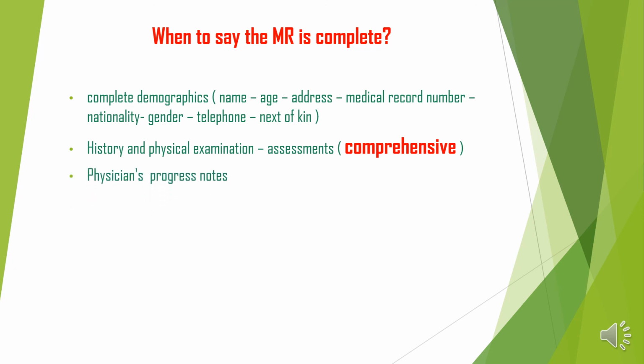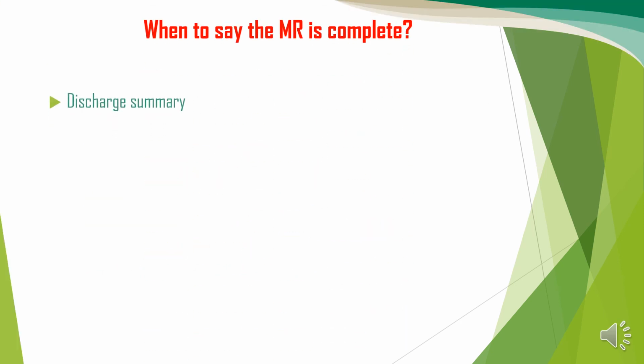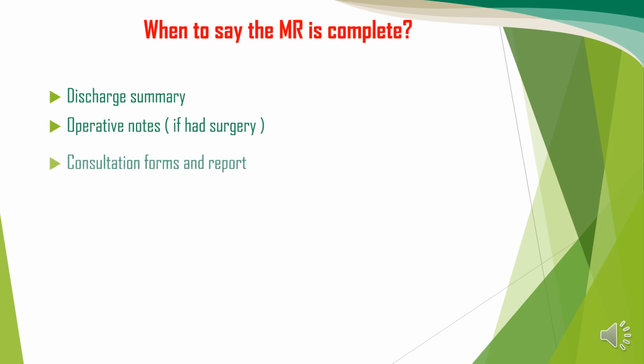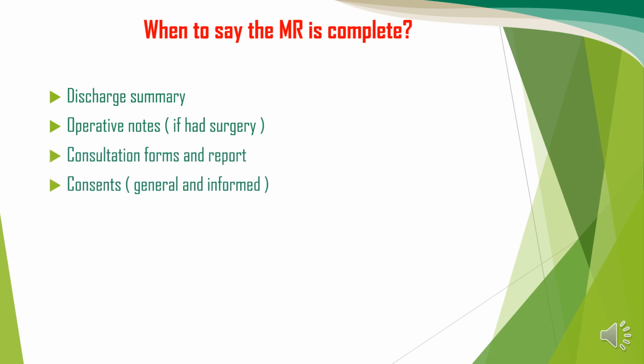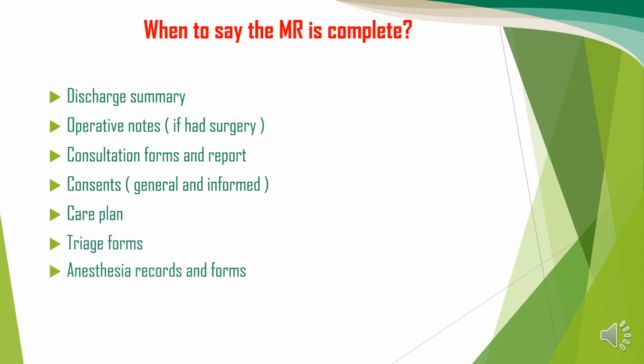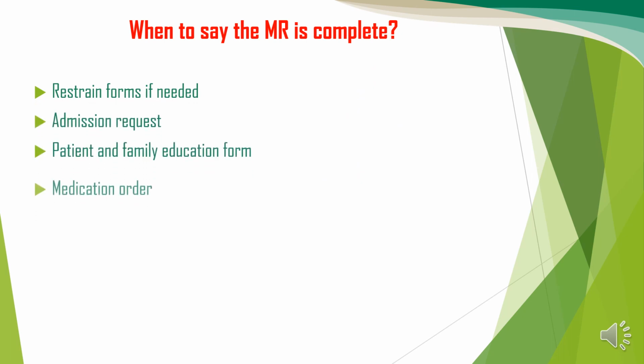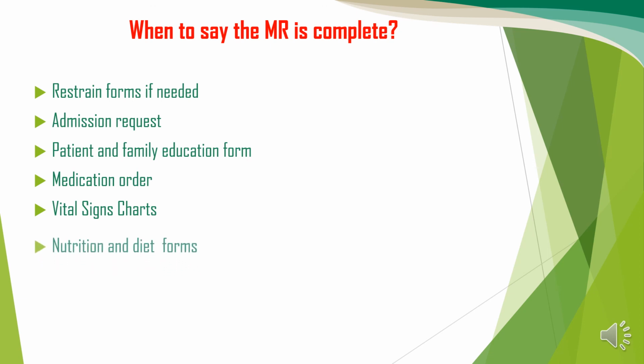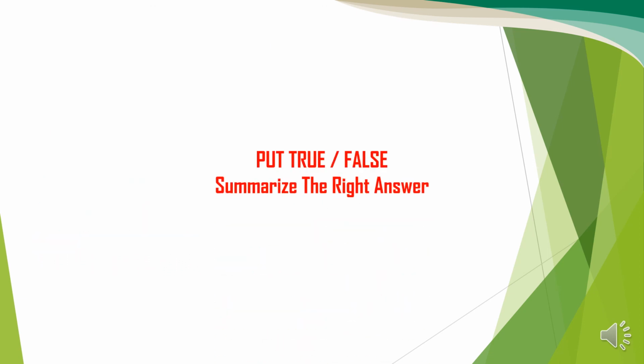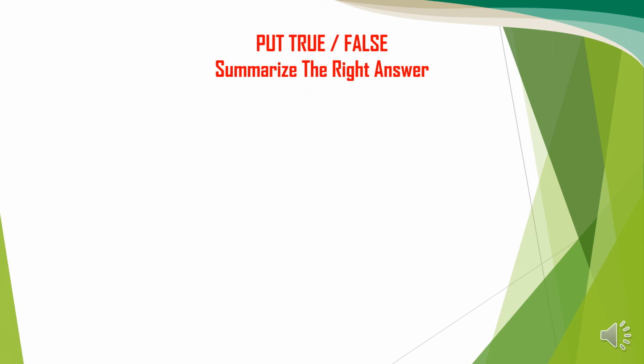If we find the physician's progress note complete, the nurse's progress note complete, physician orders complete, laboratory and radiology results, discharge summary, operative note if the patient had surgery, consultation forms and reports, consents, the general consent and the informed consent for operation or invasive procedure, the care plan complete, triage forms, the records if the patient had anesthesia, restraint form if needed, admission requests, patient and family education forms, medication orders, vital signs charts, nutrition forms.